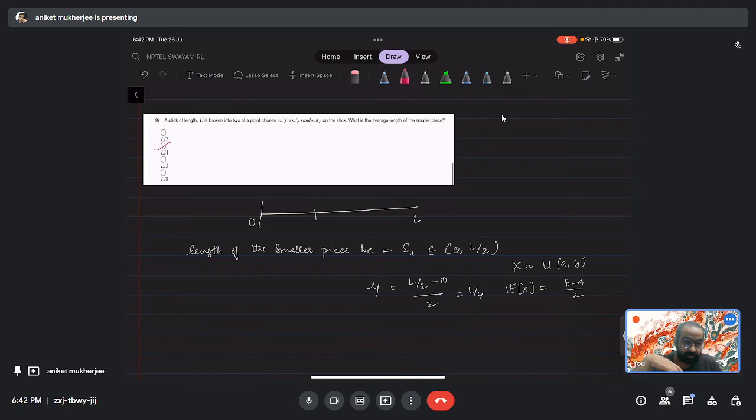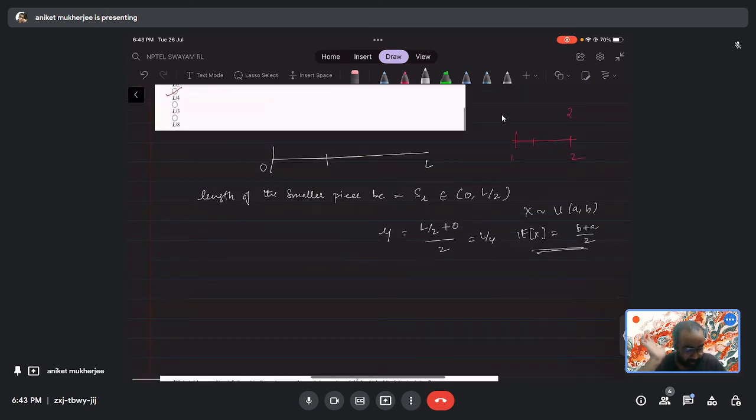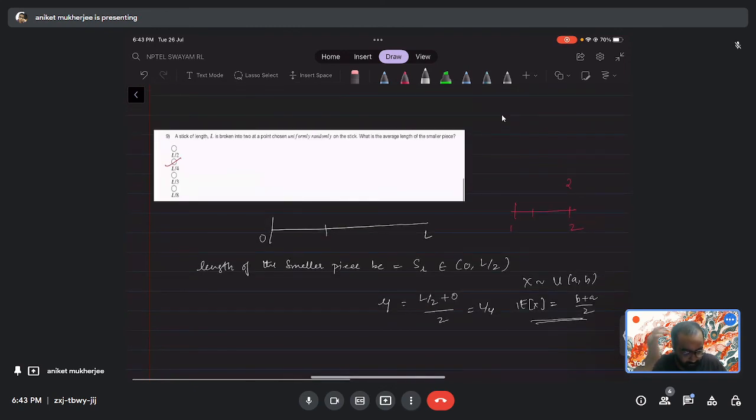No, minus, no. Okay, so say you're uniform between 1 and 2. Mean will be 1.5, no? Yeah, so 2 plus 1. Sorry, my bad. So this is b plus a, so L by 2 plus 0. Thanks for correcting. Okay, but the answer remains L by 4.